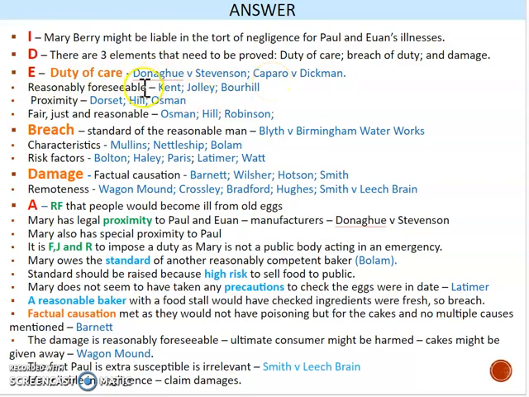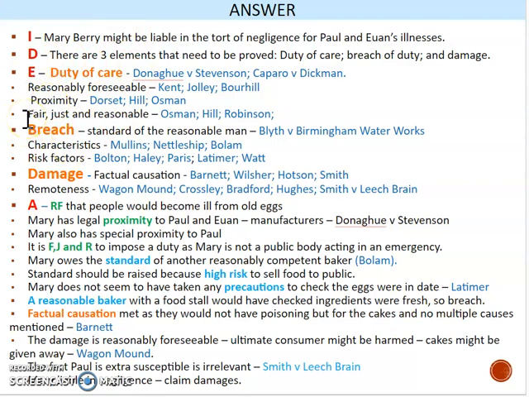And as I said before, it's nicer, it's easier, you're not going to miss anything out if you explain reasonably foreseeable using your cases and then apply it back to your characters. Explain proximity and apply it back to your characters. But as we've said, I'm going to do that later on for you in my big chunky A at the bottom. So now that we've explained duty of care, we're going to explain breach of duty.